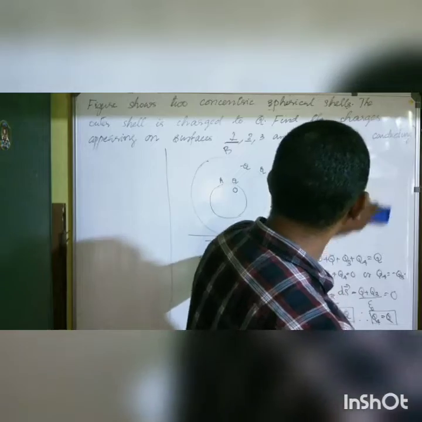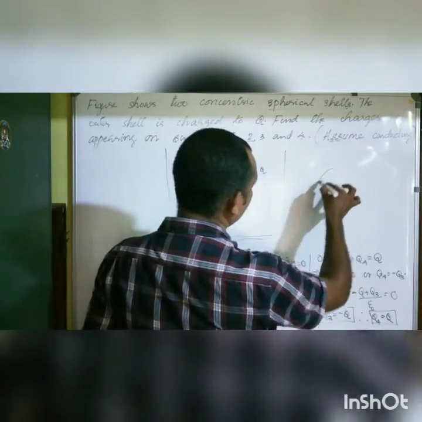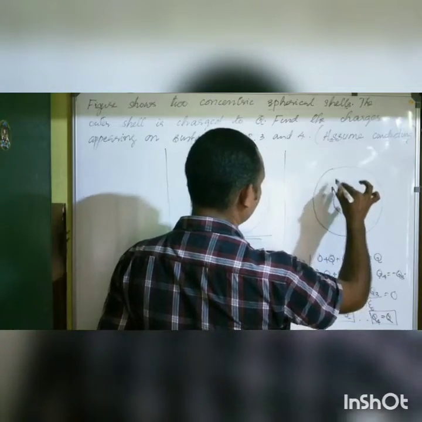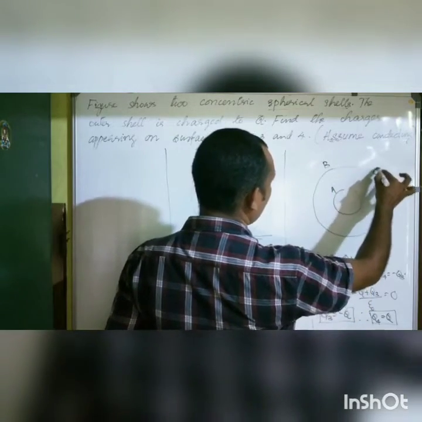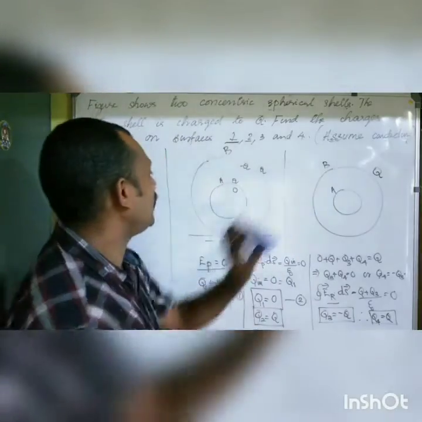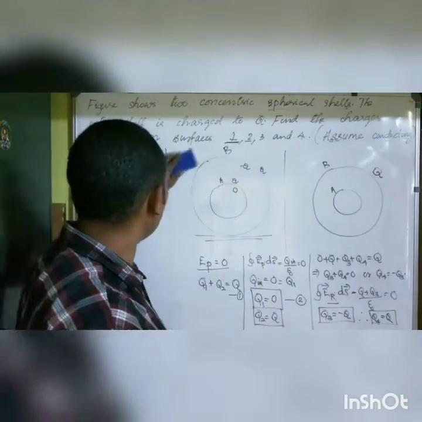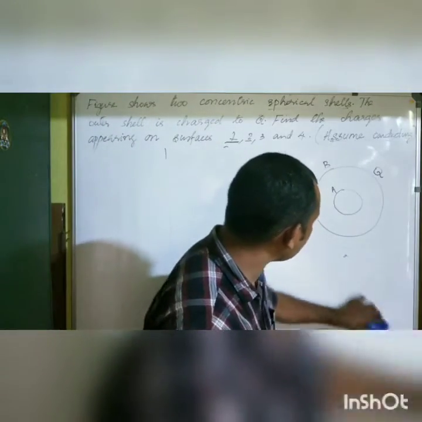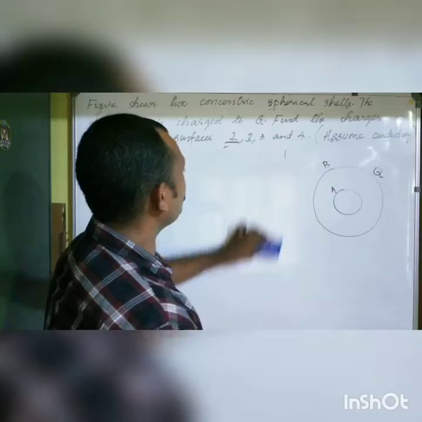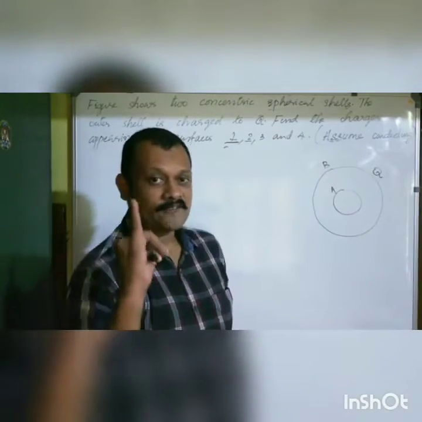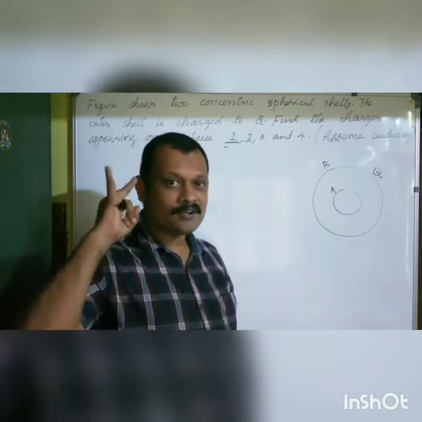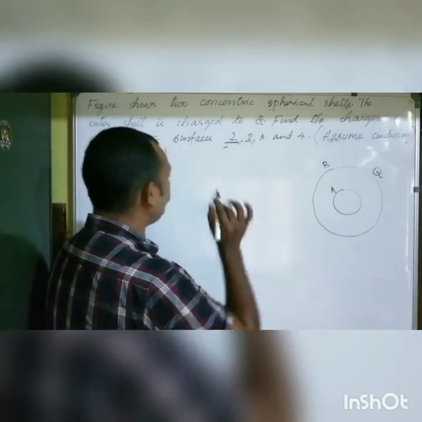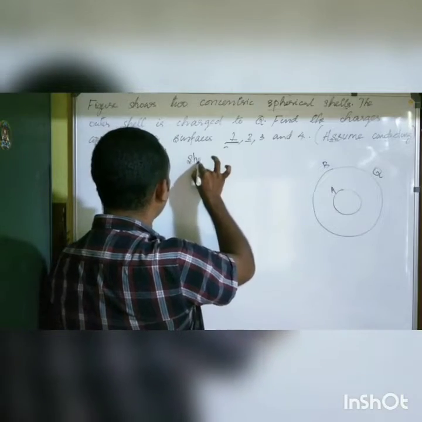May I draw the figure, please? Shell A, shell B. This carries a charge Q. What are the charges appearing on the surfaces 1, 2, 3 and 4? Again, what is the procedure to solve this kind of questions? I told you, step 1, electrostatic field inside a conductor is 0. Second one, the total charge of an isolated system is a constant. Okay, we will take the shell A now.